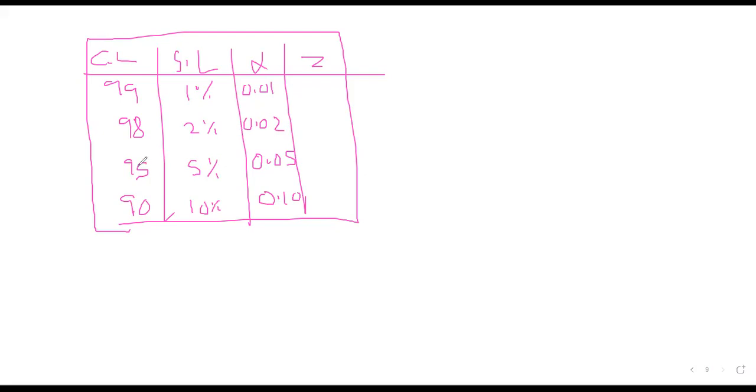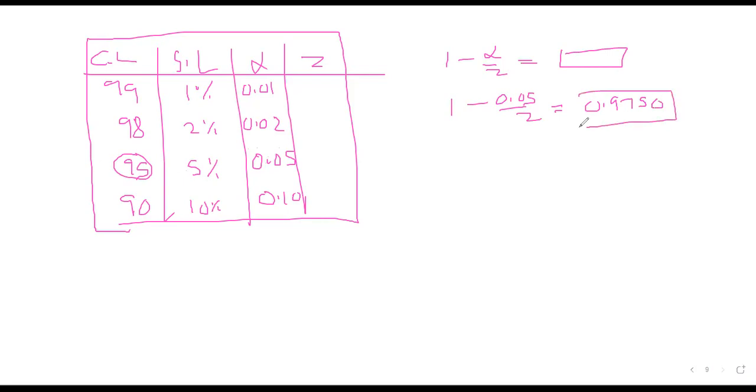So how do we get the 95%? You just do 1 minus alpha over 2. You get the answer and read it from inside the table. So what is the alpha for 95%? 0.05. So 1 minus 0.05 over 2. We get 0.9750.